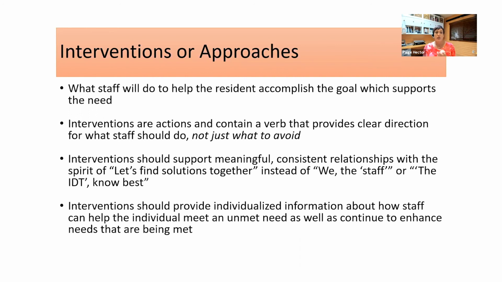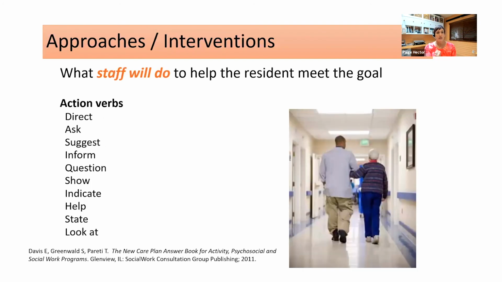And then interventions should provide information about how the staff can address an unmet need, but also how they can continue to enhance needs that are already being met. That's really important too. So we're not just focusing on what's not being done, we're focusing on maintaining or improving what's already in place. So here's a list of interventions or approaches, and again, these are what staff will do. They're always a verb. These are just a list of some examples. I'm sure we can come up with lots more.